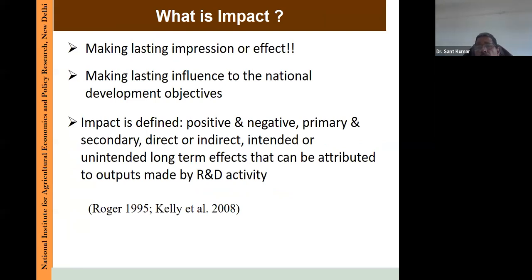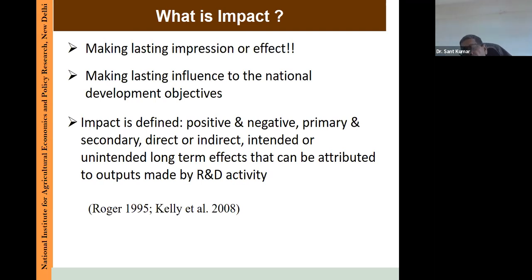So what is the impact? Impact is broadly defined as making a lasting impression or effect. So the idea is impact would be one which lasts for a longer period of time. The changes, the development which has taken place, it should be long lasting. It has an effect over a longer period of time, making a lasting influence on the national development objective also. So impact is defined.